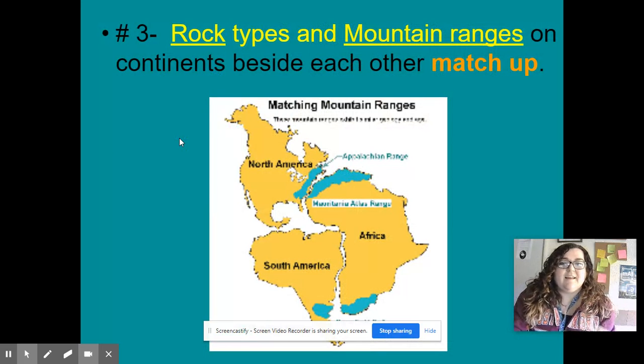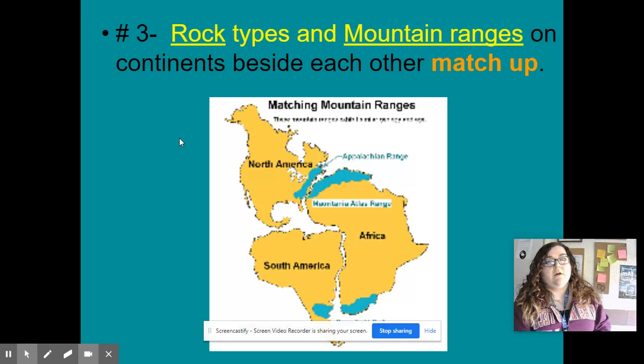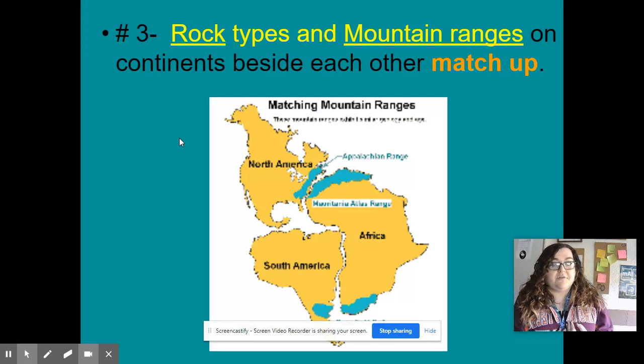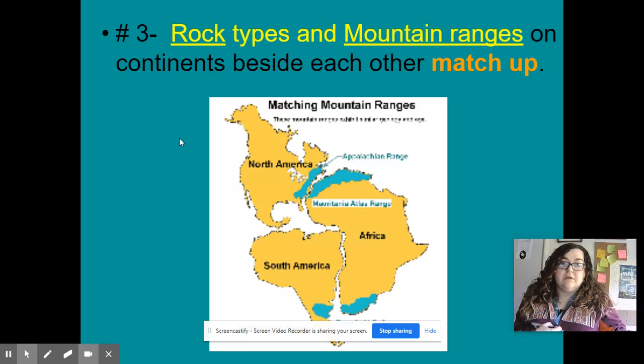Number 3, I kind of actually talked about this with number 2, but rock types and mountain ranges. He noticed that different mountain ranges matched up in their rock types and different features on different continents. So our Appalachian Mountains are actually part of another mountain range in a different country.